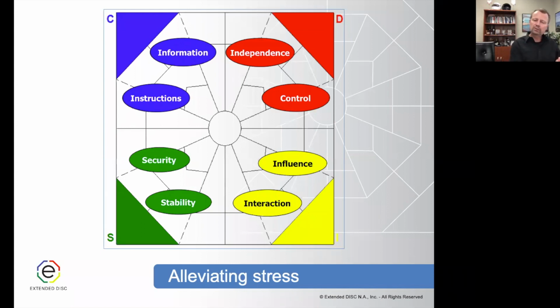With S styles, you need to make sure that they continue to be those dependable team players by providing that stability, and make sure you provide the C styles the information and the direction that they need.